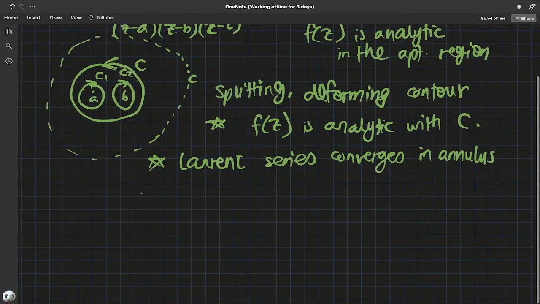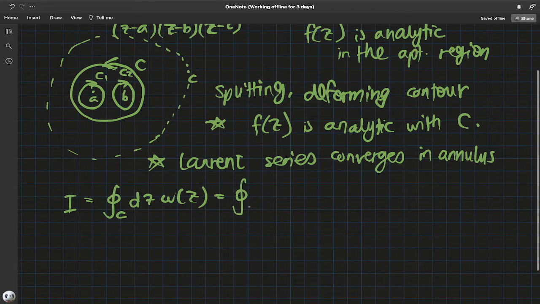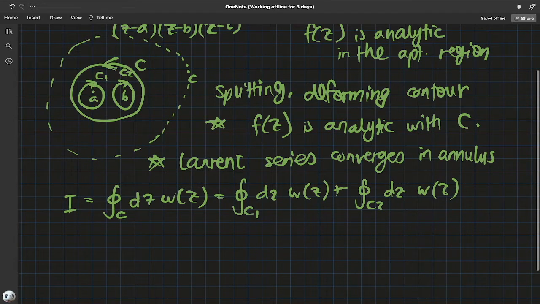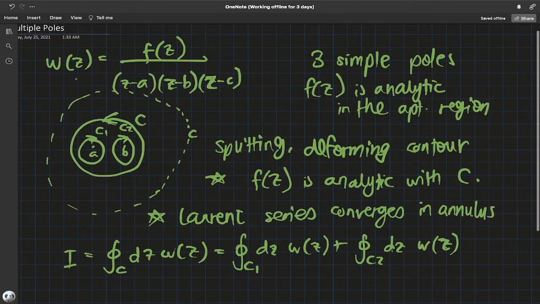Okay, so I said contour deformation. Let's say I is the contour integral over C dz w of z. I can write this as the contour integral around C1 dz w of z plus the contour integral around C2 dz w of z. Again, I haven't shown the small intricate details, but you can use the same approach that we used for Laurent and Taylor series part 2.